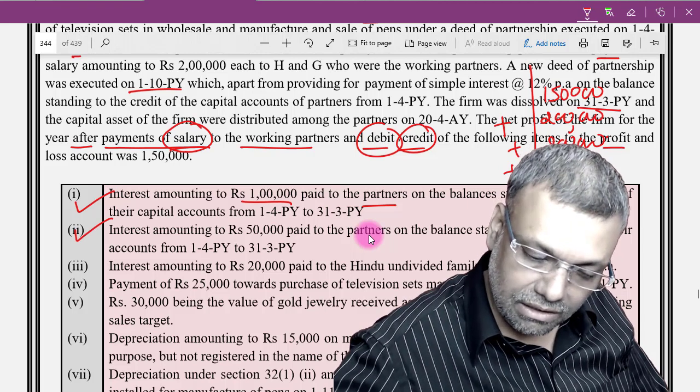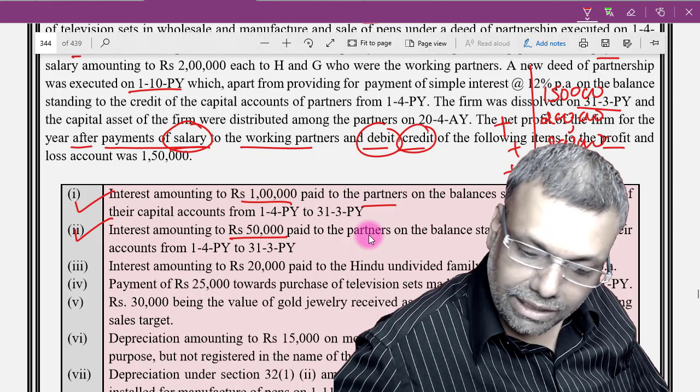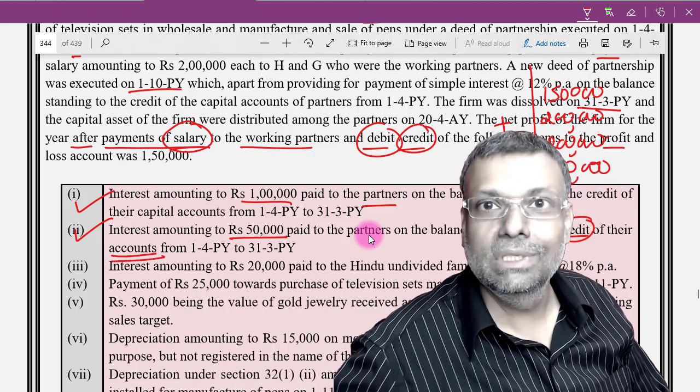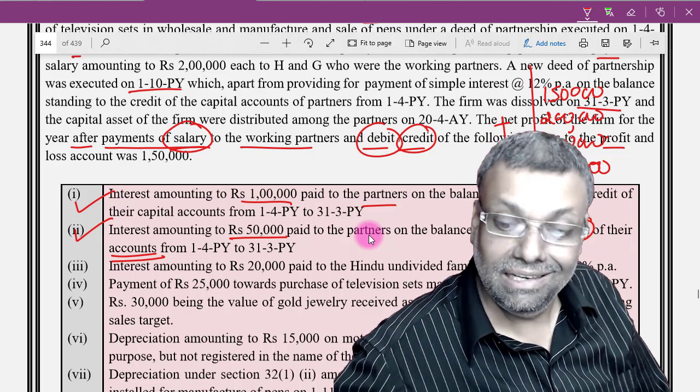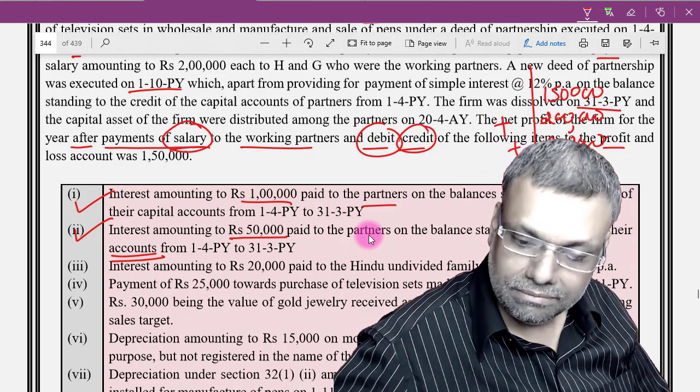Thereafter, we will see 40B. Then interest amounting to 50,000 paid to partner on the balance standing to the credit of their account. So the account is basically the current account, not printed clearly as current account, but it will be the current account. So these 50,000 also I will add.